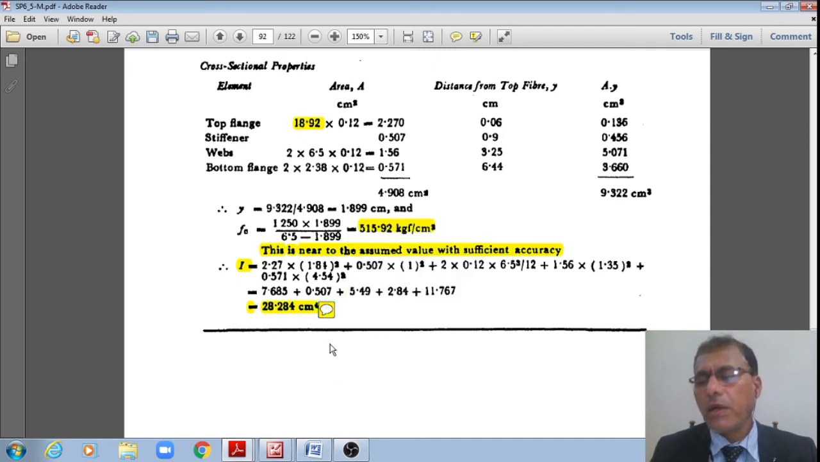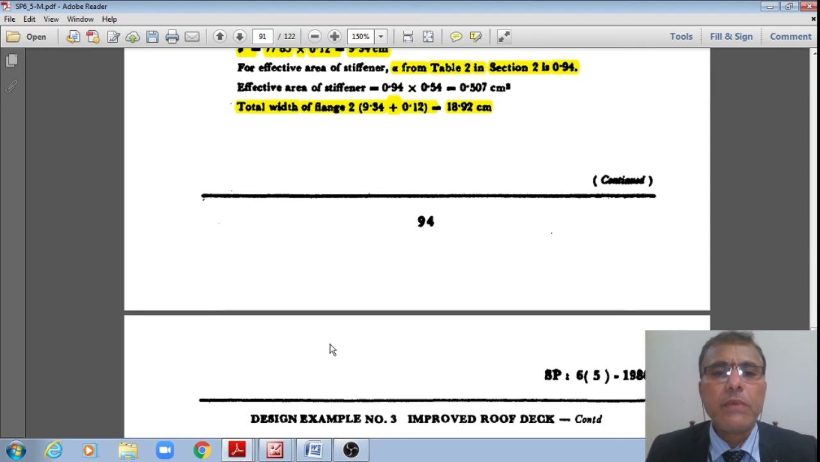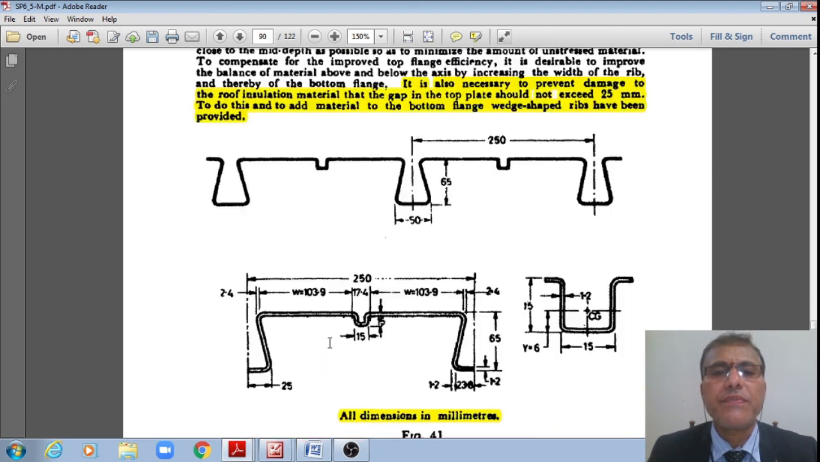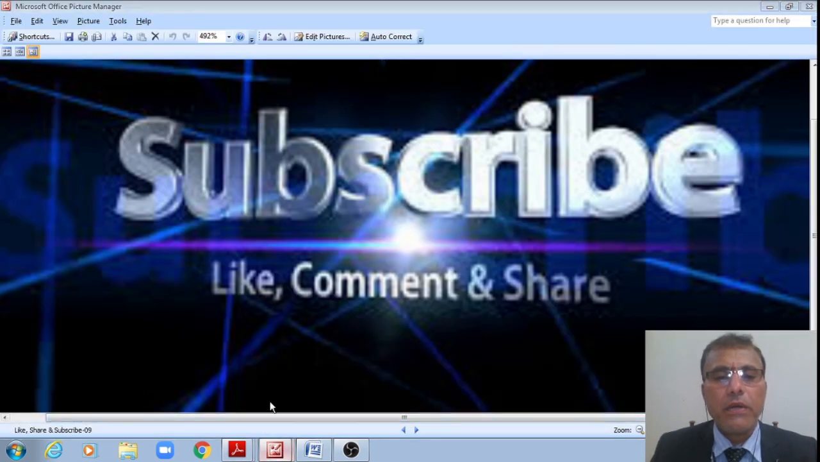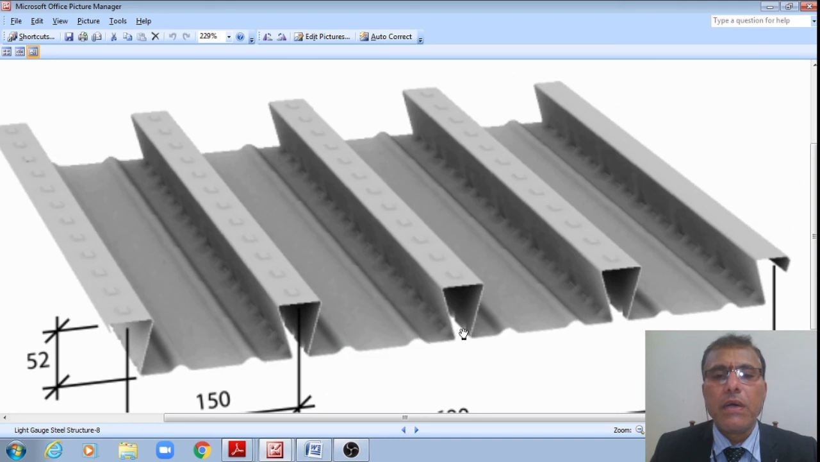That is how a very considerable increase in the moment of inertia is achieved just by adding this web stiffener. Just in this figure there are two stiffeners, but in the discussed problem only one stiffener was there.